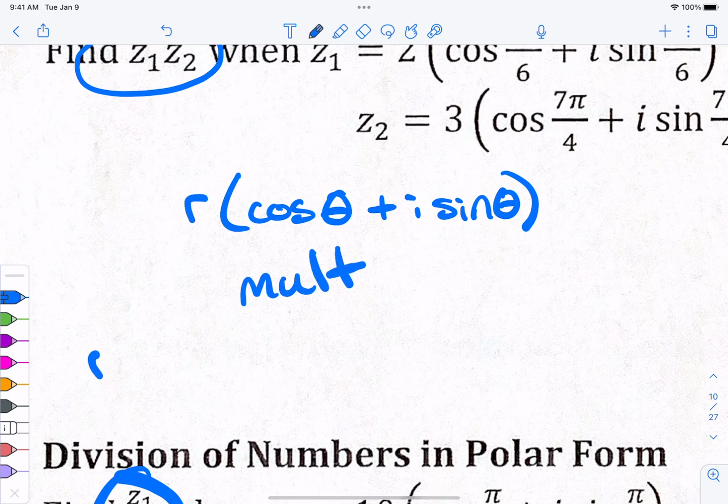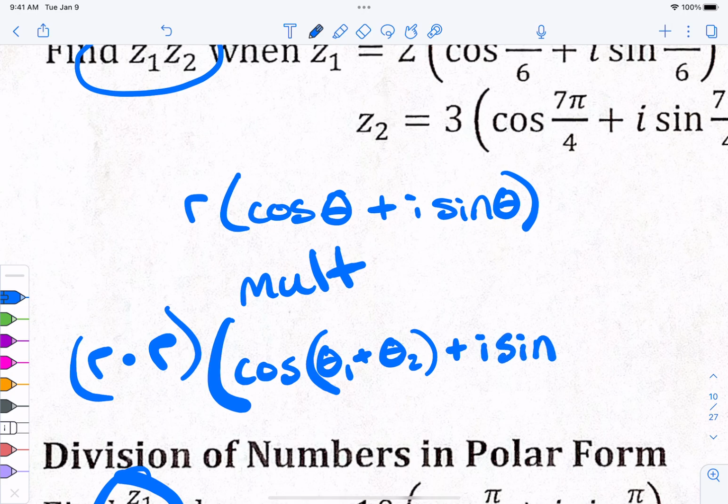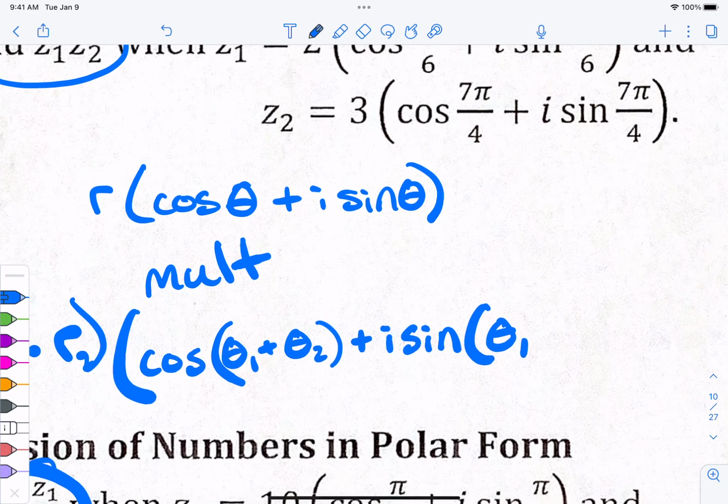here's how you multiply. You take R times R in the front. Then you take cosine of theta, I'm going to say theta 1 plus theta 2. Multiply means add, kind of like in log world. You remember? Couldn't you just say R squared? Or is that R1 times R2? R1 times R2, yes. Yep. I should specify that. And then theta 1 plus theta 2, right?